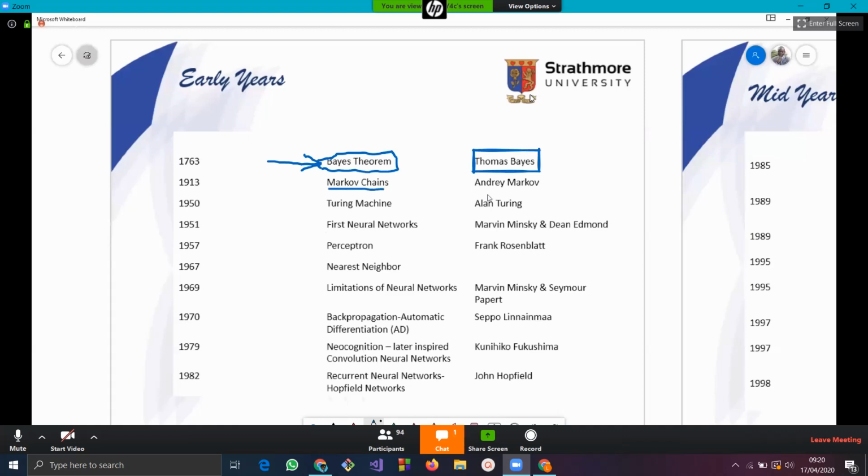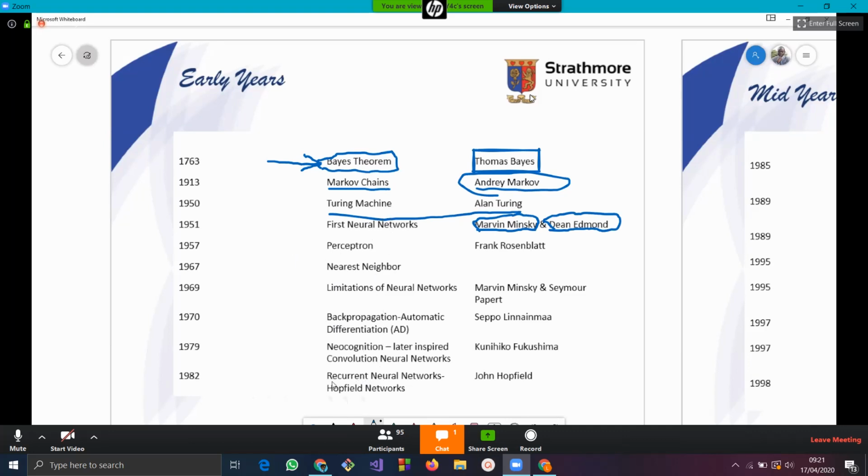Then Markov chains. Andrei Markov was a Russian mathematician, and we are going to use Markov chains a lot. Alan Turing, the father of modern day AI, an English scientist, the Turing machine. First neural networks in the 50s. Marvin Minsky, a very famous name of AI. In fact, these are the guys who started AI and coined the term AI. And Dean Edmond, who is actually my relative, I think. Then the perceptron, etc.